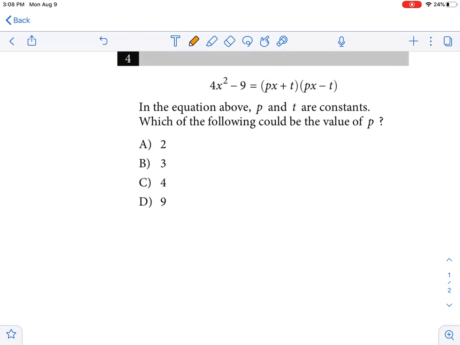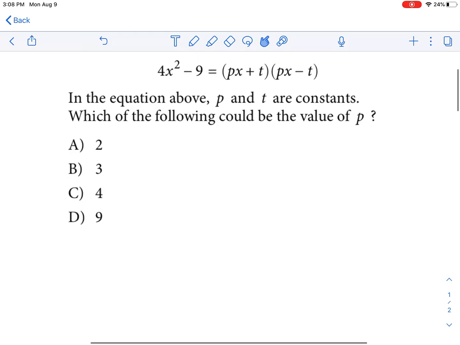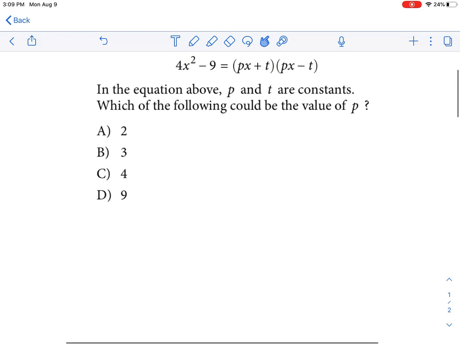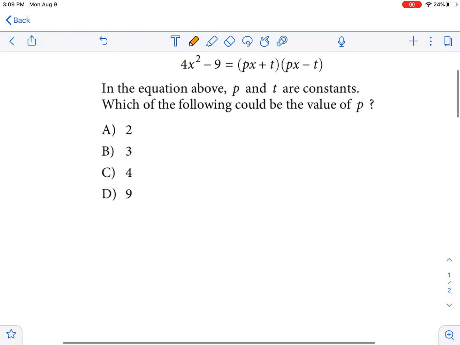So for this kind of question, what we first want to do is recognize that we need to simplify this as much as possible and then try to use what they've given us to solve the question. It's important that whenever you've been given constants on the SAT, you first try to simplify the question as much as possible and then try to figure out what they've given you and how that connects to the problem. So obviously the left side has just been given to us, so what we want to do is simplify the right side. So we have px plus t times px minus t.